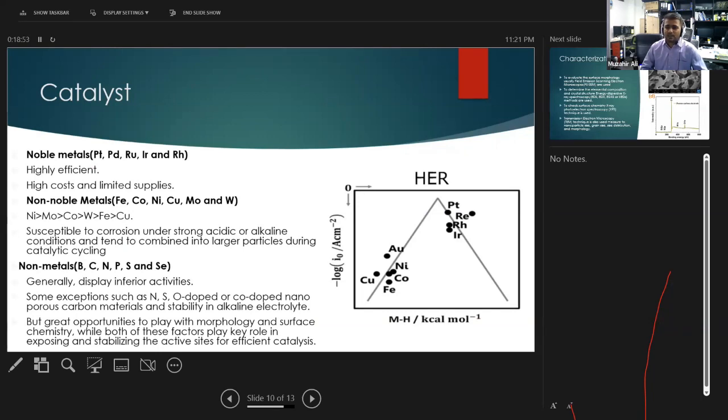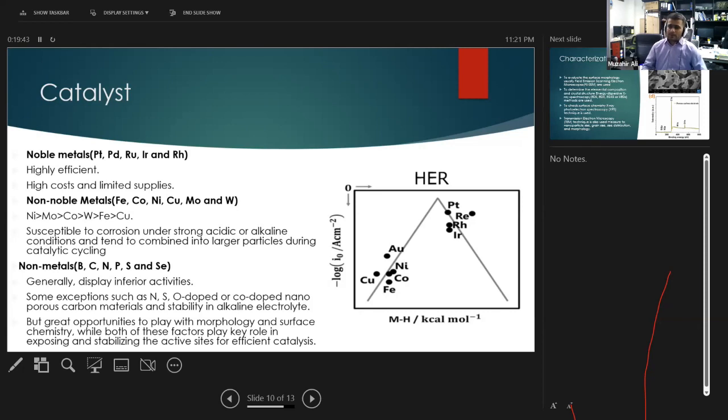Noble metals, which include the platinum group, are very highly efficient, especially in the alkaline medium, and they show excellent catalytic properties. But there are drawbacks to using these electrodes: the high cost makes the whole process very expensive, and another problem is that they are rare and of limited supply. So these materials cannot be used in real-time applications.